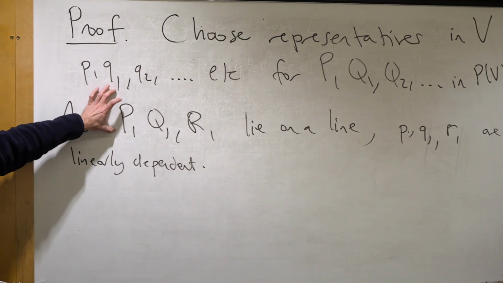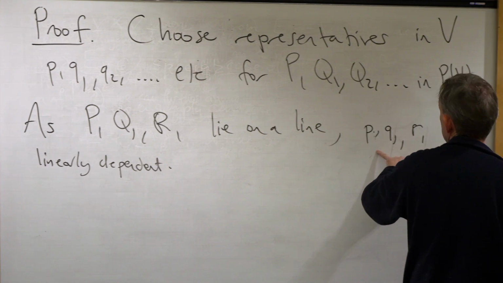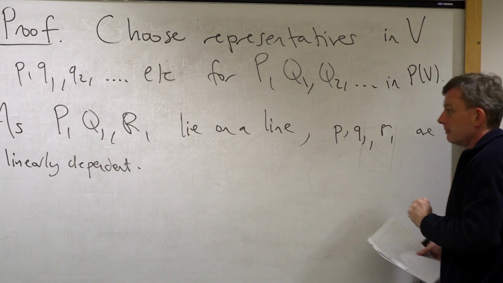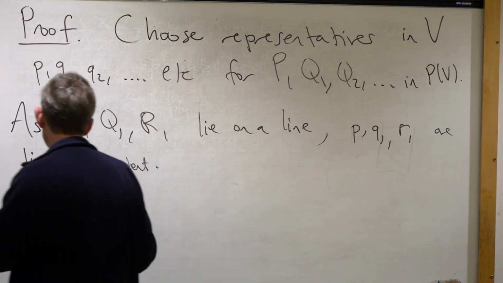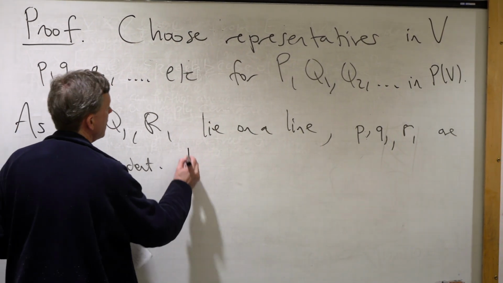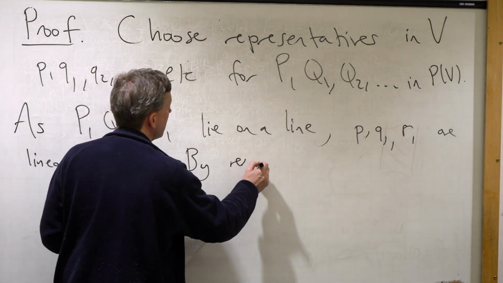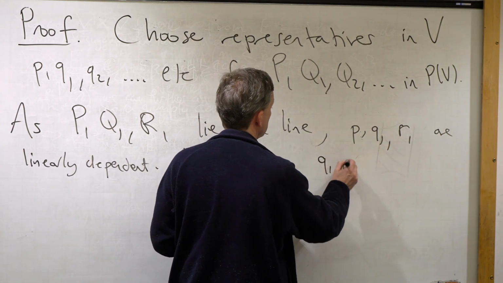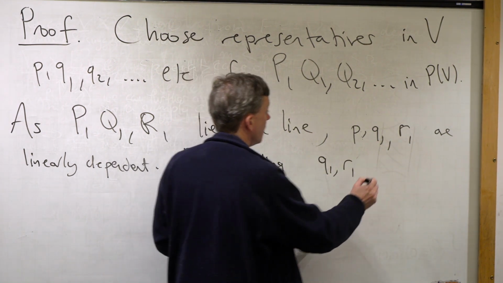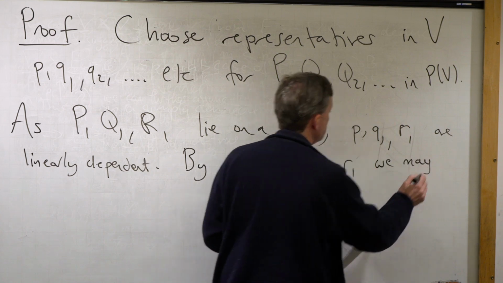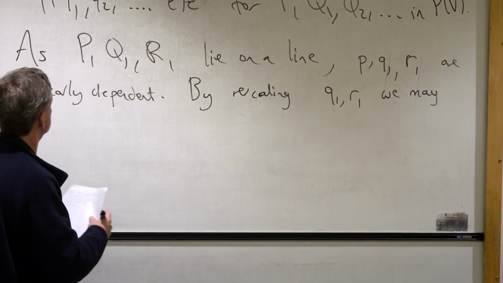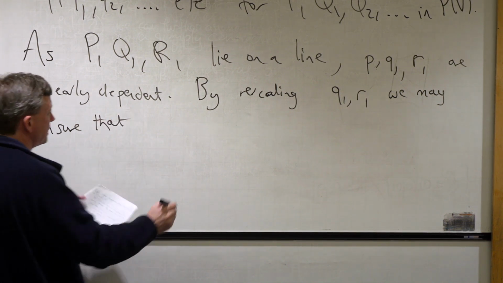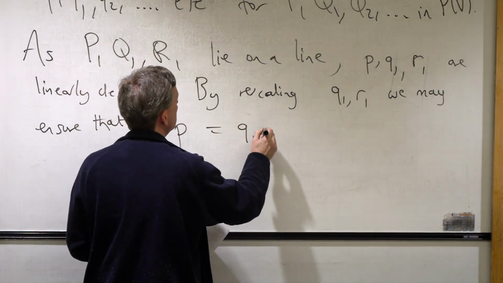So these three points lie on a projective line, therefore those three points lie in a two-dimensional vector subspace of big V. And as the three of them lie there, there has to be some equation between them. So by rescaling the Q1 and the R1, but not the P, we may ensure that the way I want to write it is P is Q1 plus R1.